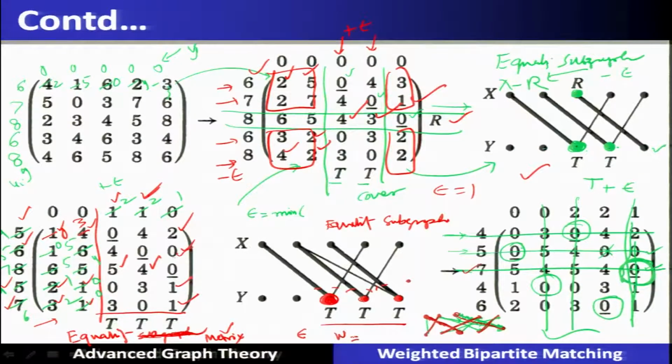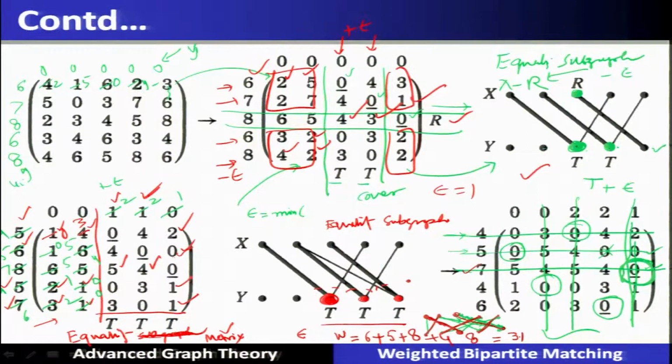Total weight of this particular matching will be, that means 1, 2, 3. 1 to third is 6 plus 5 plus 8, then it is 4, then it is 8. So it comes out to be 31.